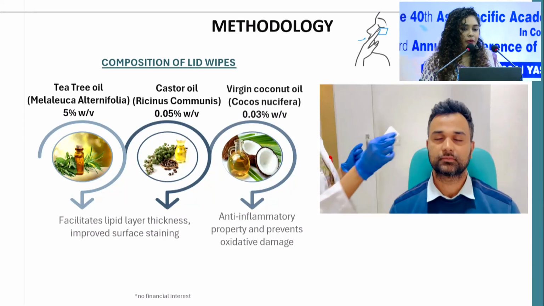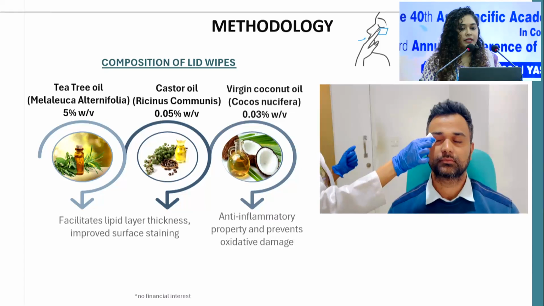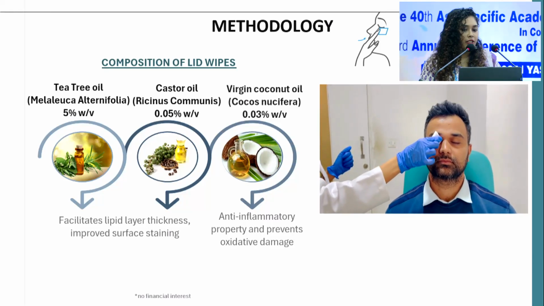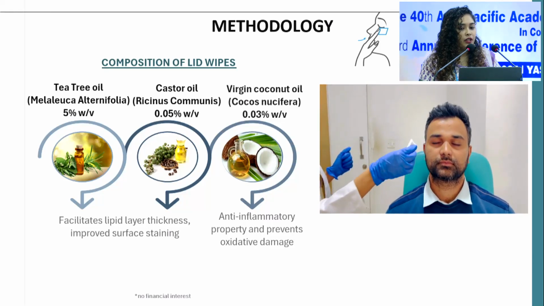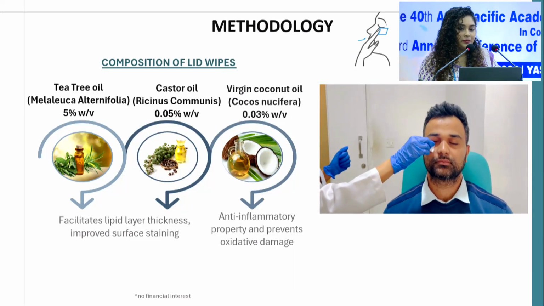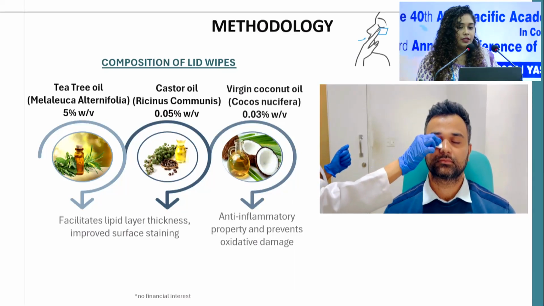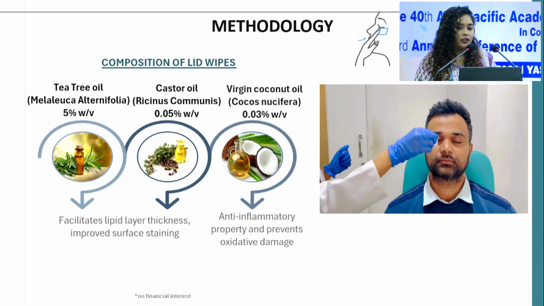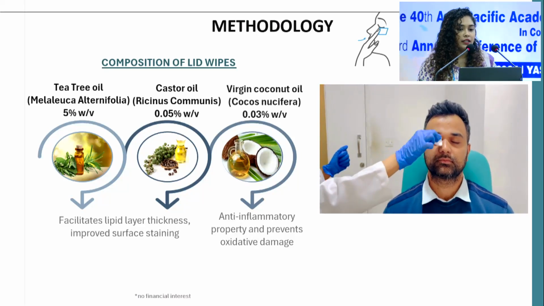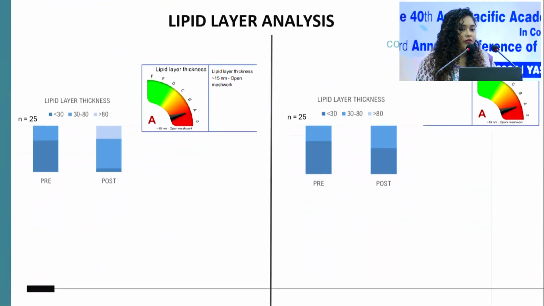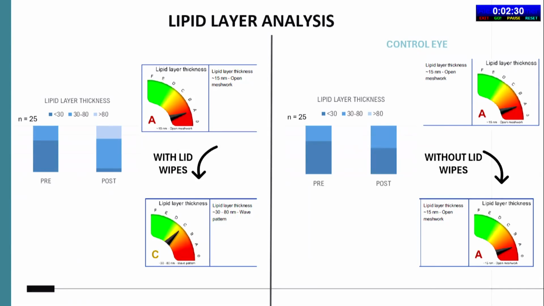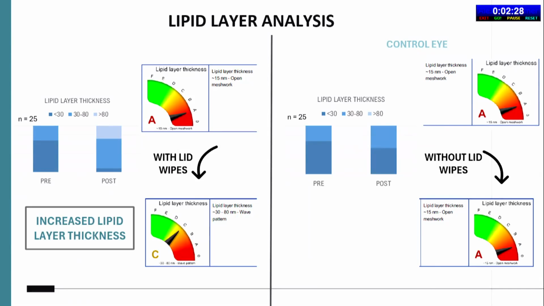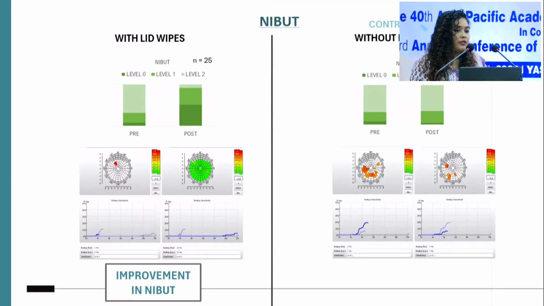This is a short video of how we use the lid wipes. We basically cleaned the upper eyelid margin twice, followed by the lower eyelid margin twice. This was done for the right eye of each participant, and the left eye served as control. What we found is that in 4 weeks, the lipid layer analysis of the eye with the lid wipes had improved. The same with NIBUT. We found that there was significant improvement in the NIBUT with the eye that we used lid wipes.